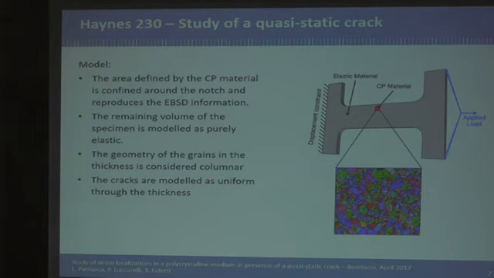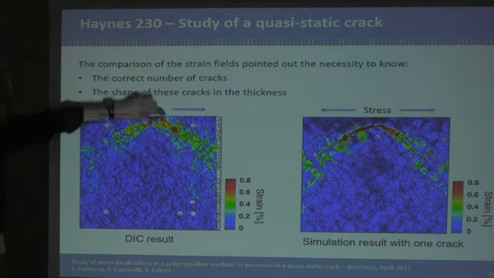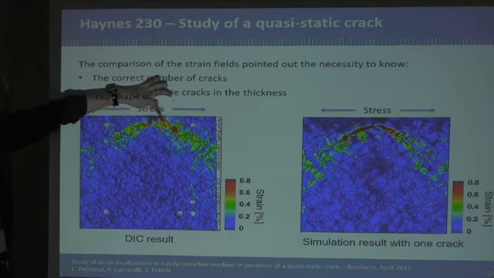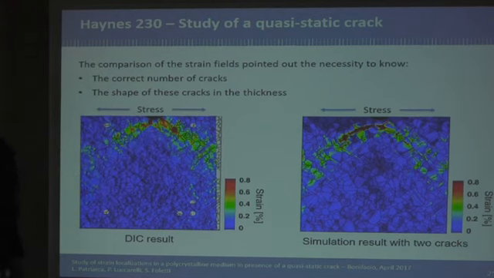And for the rest of the model, we consider the material as isotropic and only elastic, because, of course, the localization of strains will be in the area of the notch. All the other parts of the sample will behave elastically. So I think this is a good approximation for the simulation. And here is the simulation compared to the experiment with only one crack. We noticed that after the experiment there is a small secondary crack here, so we noticed the secondary crack only after the DIC experiment. So as a second step, we also modeled the presence of this small secondary crack.